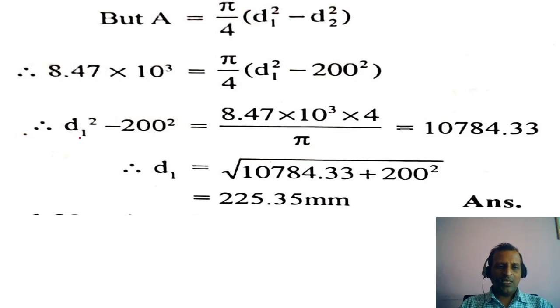So now d1 square minus 200 square is equal to 8.47 into 10 to power of 3 into 4 divided by pi is equal to 10784.33. Right? So d1 is equal to square root of 10784.33 plus 200 square. So d1 is 225.35 mm. This is the external diameter. Internal diameter was 200. External diameter is 225.35. So external diameter is more than the internal diameter.